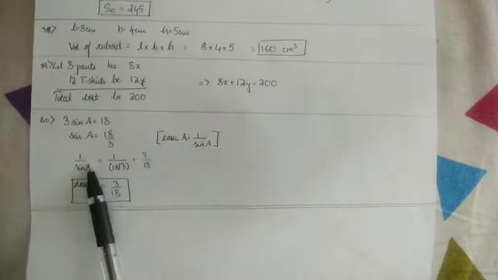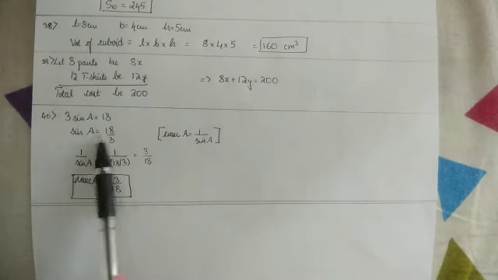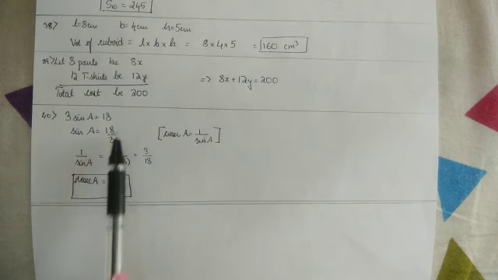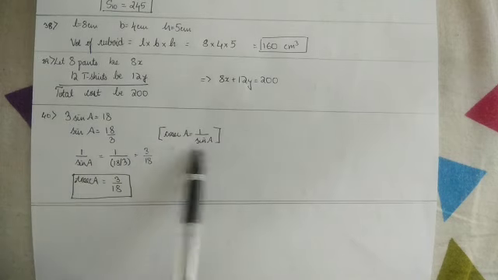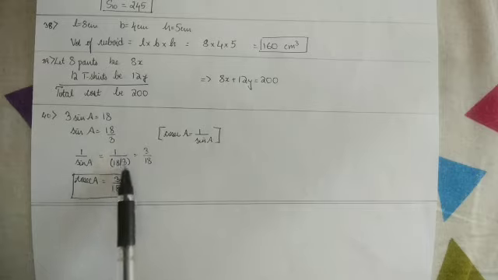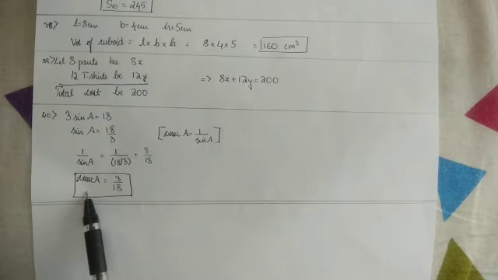40th question. 3 sin A is 18. So sin A would be 18 divided by 3, which is 6. So 1 by sin A is nothing but cosecant A. So 1 by sin A is 1 by 18 by 3, that is 3 by 18. So cosecant A would be 3 by 18.